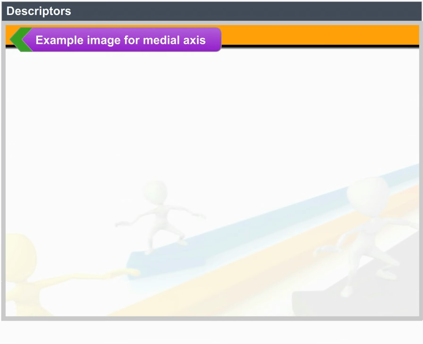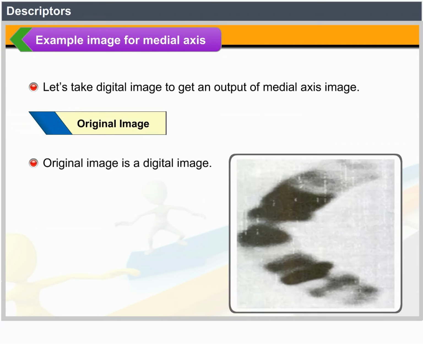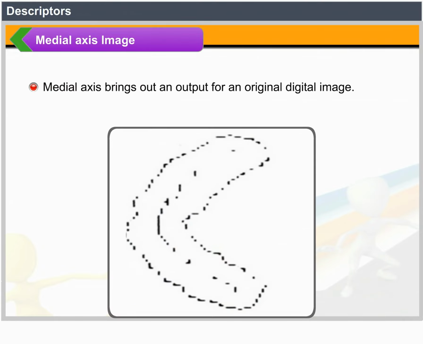Example, image for medial axis. Let's take a digital image to get the output of a medial axis image. Original image. The original image is a digital image. Medial axis image. Medial axis output for the original digital image.